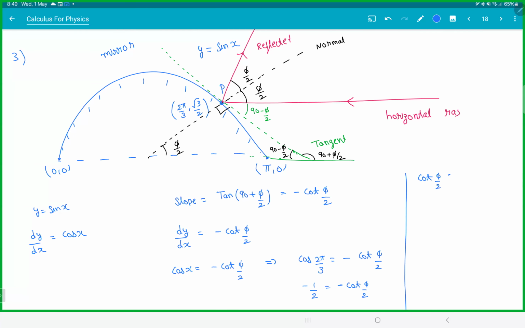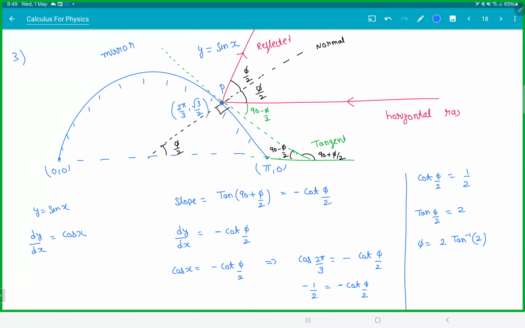So we have cot φ/2 is half, or you can also write tan φ/2 is 2. Therefore, φ is equal to 2 times tan inverse 2. Yeah, that's how you represent the answer. Check it out. Clear with the steps?